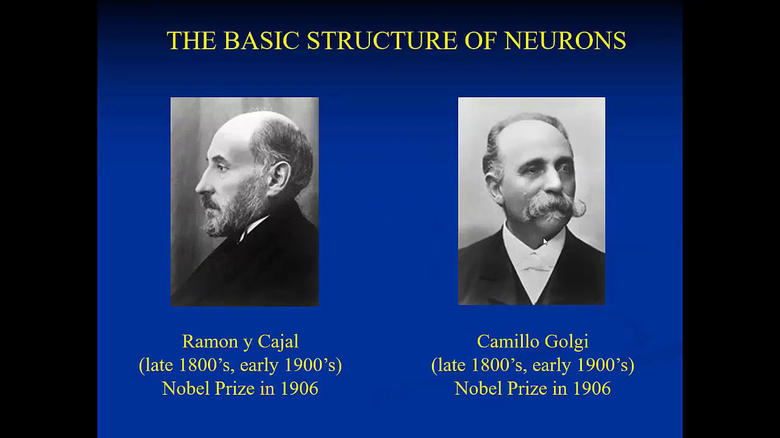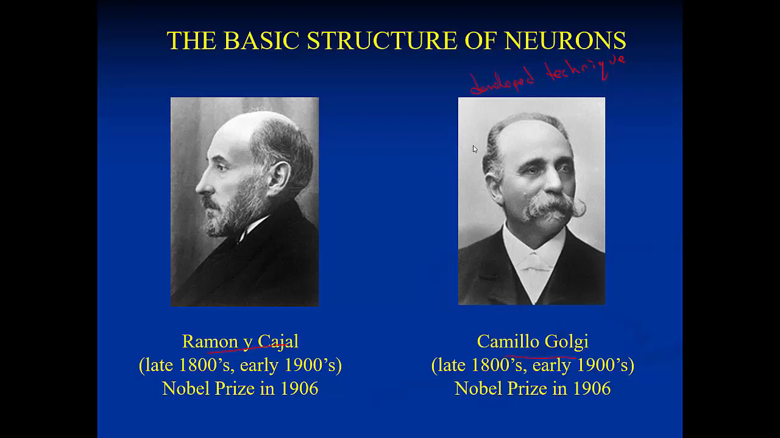Now there's a couple famous names you need to know. One is Ramon Cajal, the other is Camillo Golgi. Both these guys were active in the late 1800s, early 1900s, and they shared the Nobel Prize in 1906. To make a long story short, Golgi basically developed a stain. He developed a technique that allowed us to study individual neurons. Cajal used Golgi's technique to show that your nervous system was comprised of independent cells.